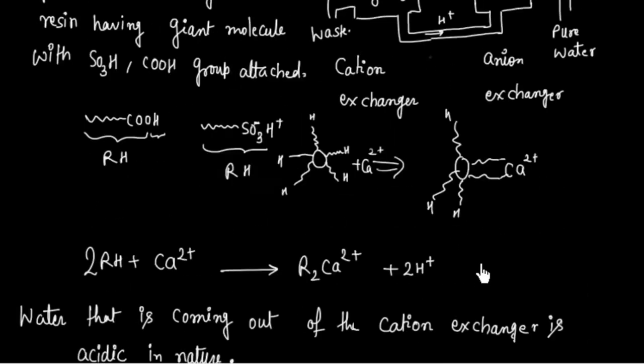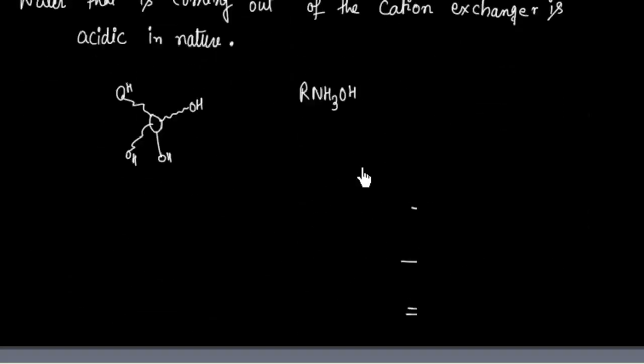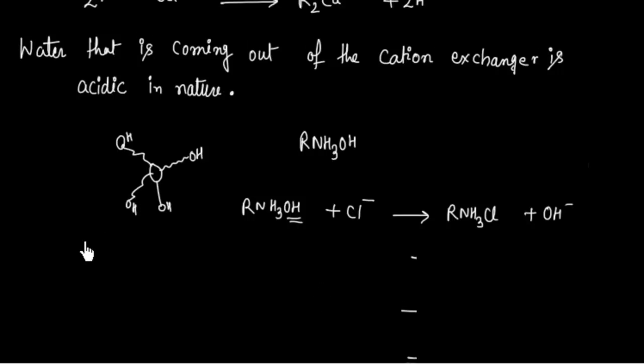Now when this water passes through this, hard water contains Cl minus, SO4 2 minus. So what happens, this RNH3OH and Cl minus, so Cl minus gets exchanged by the OH minus. So we will have RNH3Cl plus OH minus. So Cl minus gets exchanged by the OH minus. So we can say anion gets exchanged by OH minus.